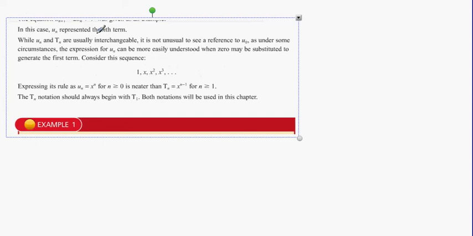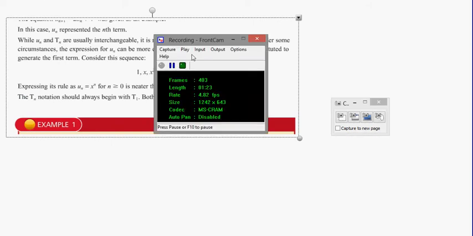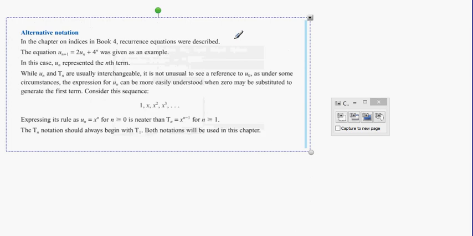What we can sometimes have is a Un representing a formula. For example, in the last book we had an equation Un plus 1 equals 2Un plus 4n. In this case, Un represents the nth term. While Un and Tn are usually interchangeable, it is not unusual to see reference to U0 in some circumstances, in the expression for Un.